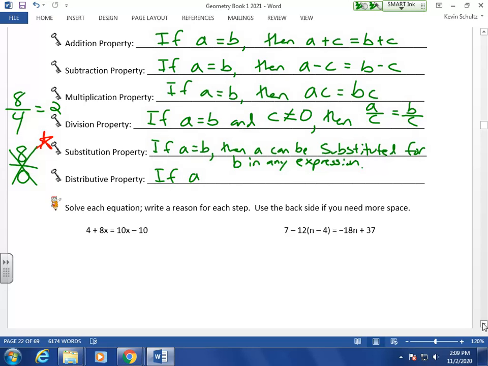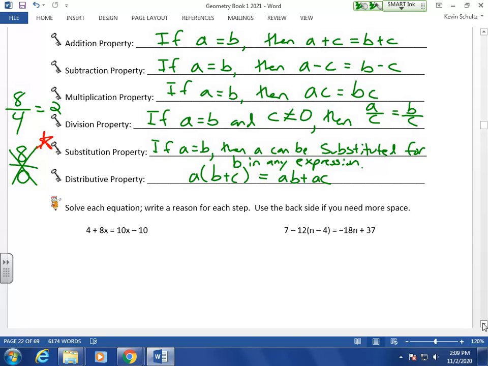If A times B plus C, I shouldn't say that. This one actually isn't an if-then statement. But the property of A times B plus C is equal to AB plus AC. Okay? Just distribute that A in and multiply it by each term within the parentheses.